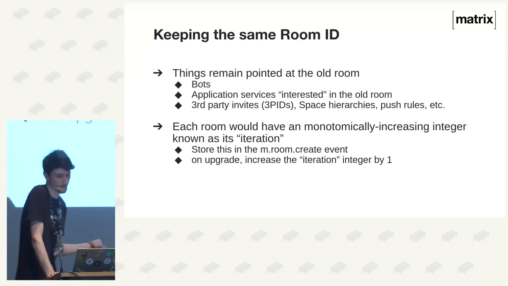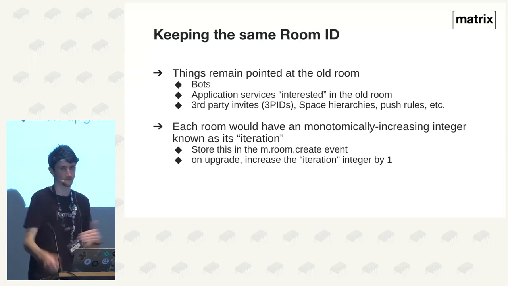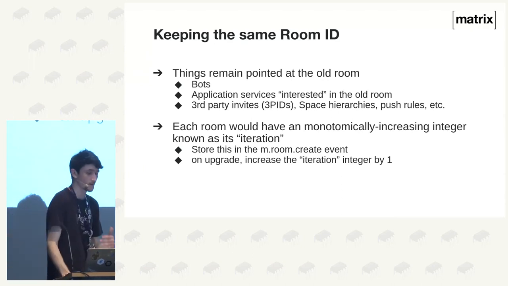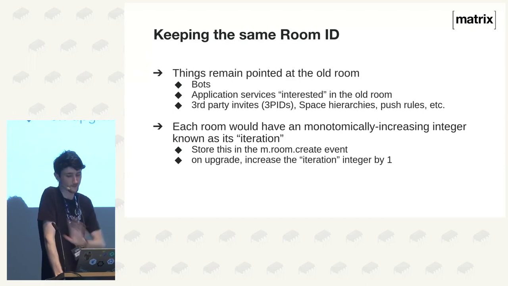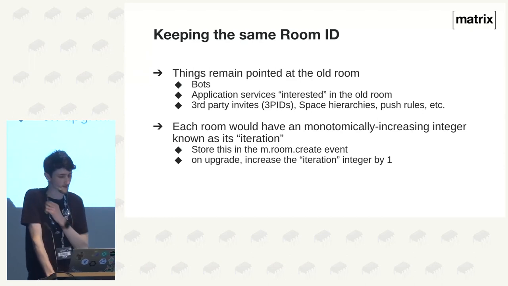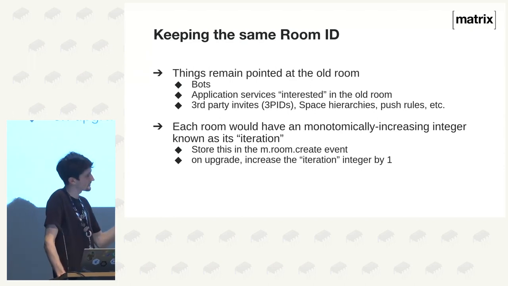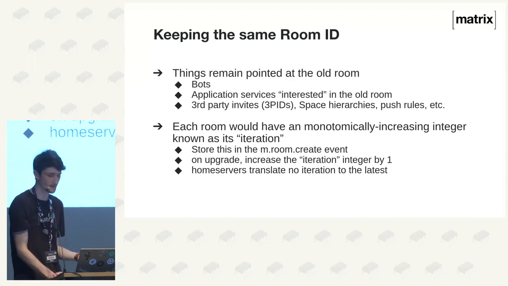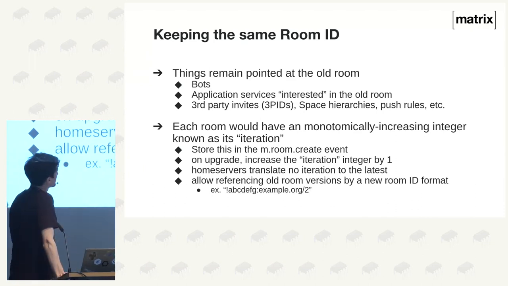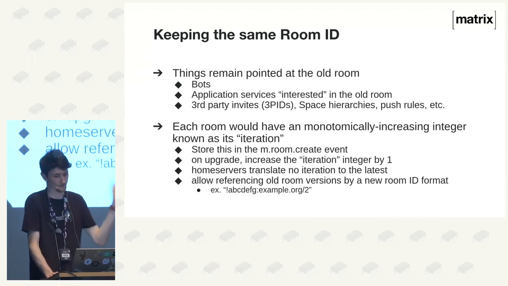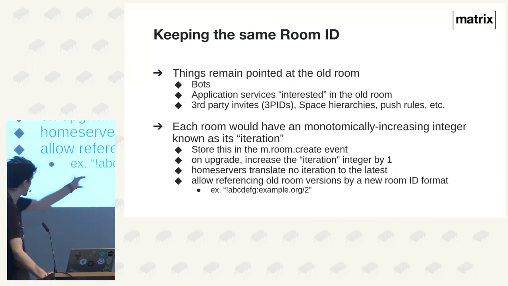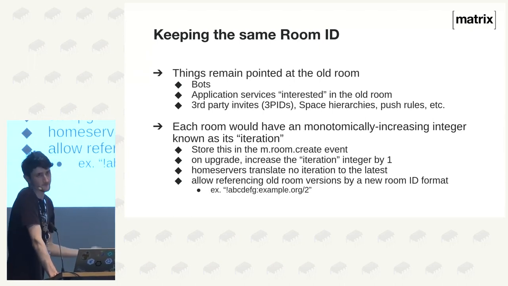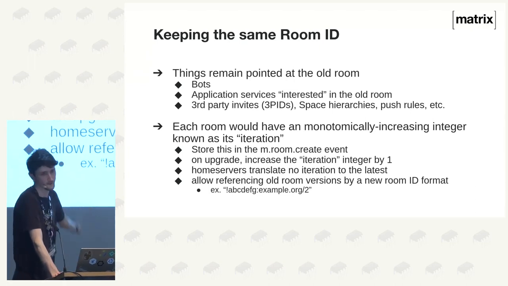And when you upgrade the room, the new room will have the same room ID, but the iteration will be old room iteration plus one. And if it's not there, maybe it starts at zero by default. The advantage of this system is that clients don't really need to worry about the iteration too much. Anytime a client or a home server references a room ID, the home server will just translate that to the latest iteration of the room that it knows about. And obviously, if clients do want to reference an old room using a new format, maybe they put a slash at the end or something to say, this is the iteration I want. Because you might want to leave the old room if you don't care about it as a client, and to do that, you need to be able to reference it.